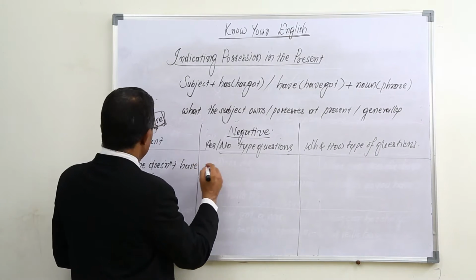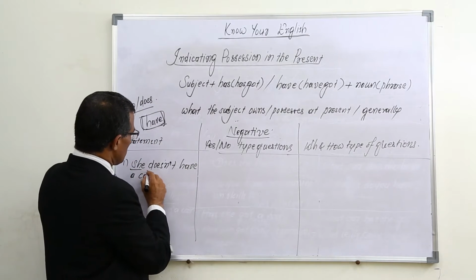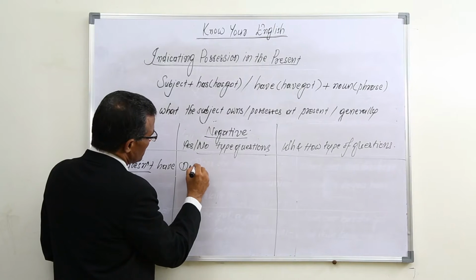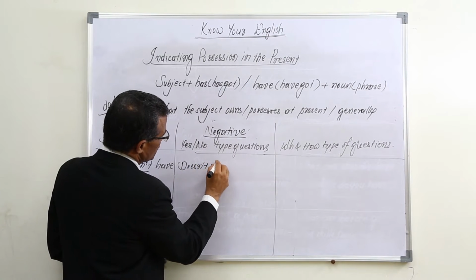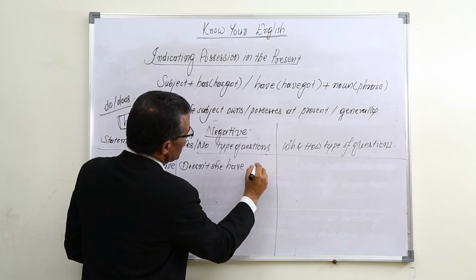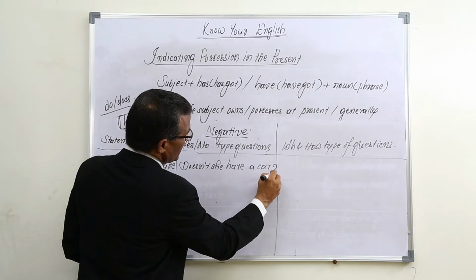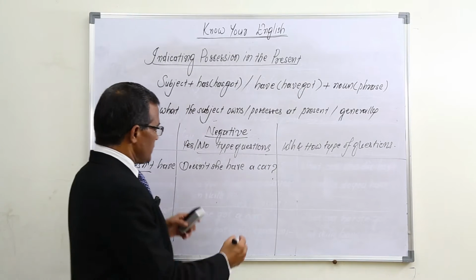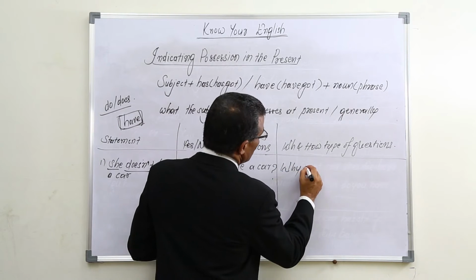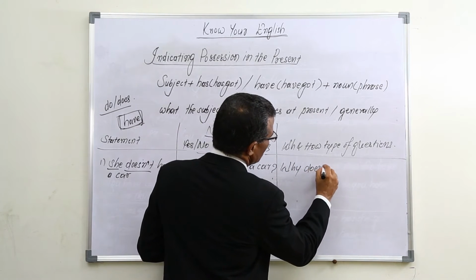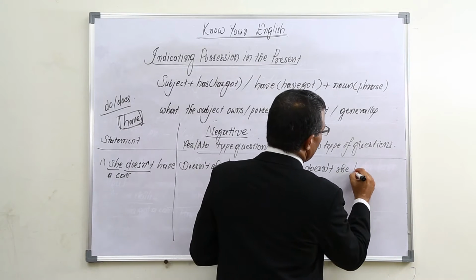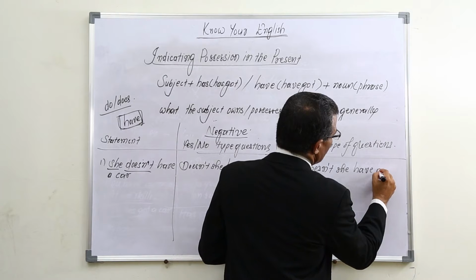A yes or no type question is simply changing the order of the subject and doesn't. Doesn't she have a car? And to put a WH or how type of question, simply take why doesn't she have a car?